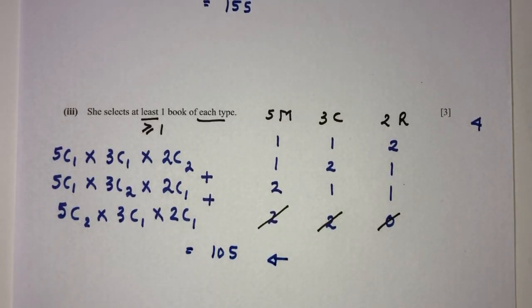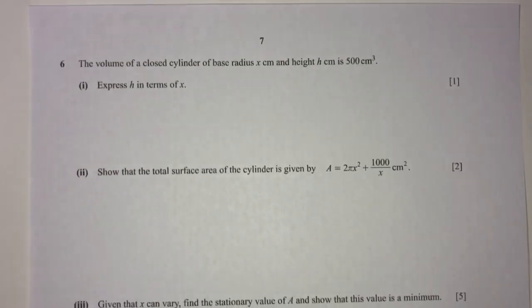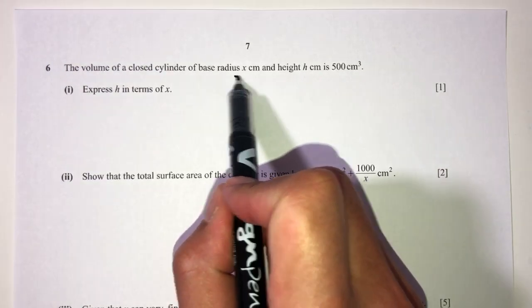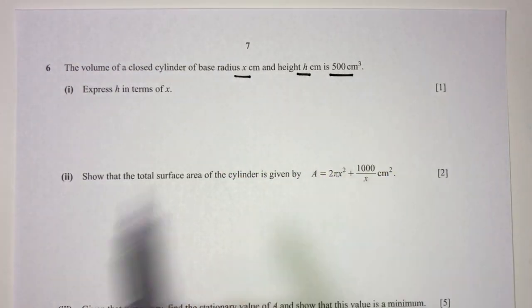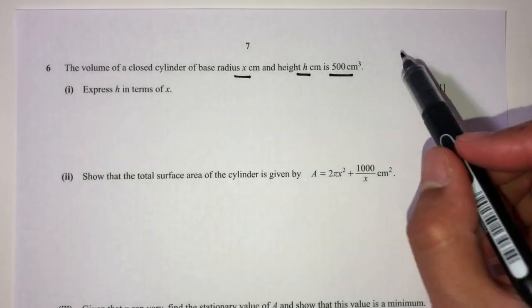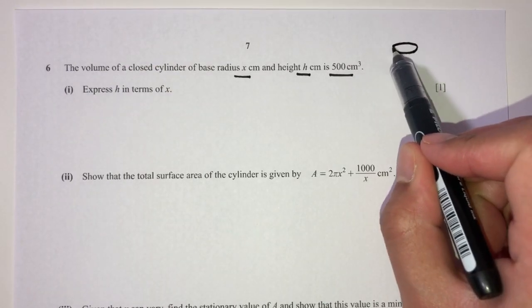And this is question number 6. Now let's move on to question number 6. That was question 5. So the volume of a closed cylinder of base radius x and height h is this. Now you guys must know this by now. What is the shape of a cylinder? It is like this, right?